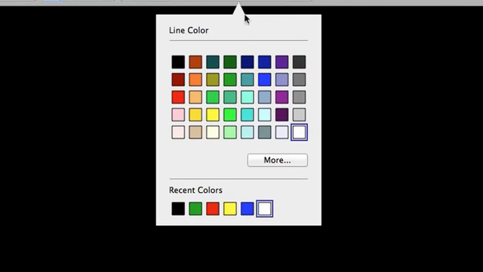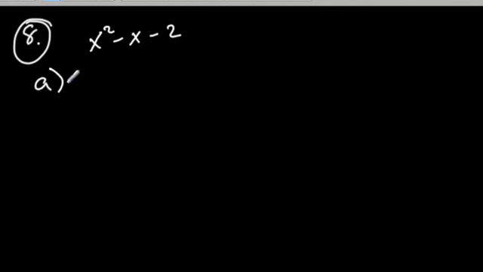Let's move to the next one, which is number 8. So let's do number 8. Okay, so number 8 is pretty much already set up for us. So minus x minus 2. A says rearrange it. Well, it's already rearranged for us. So x squared minus x minus 2.